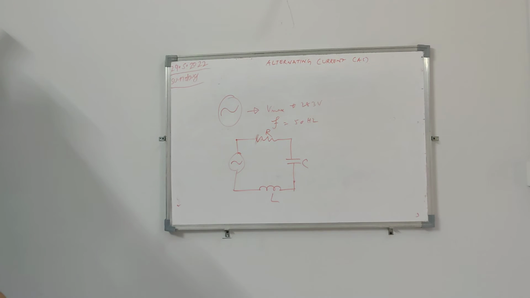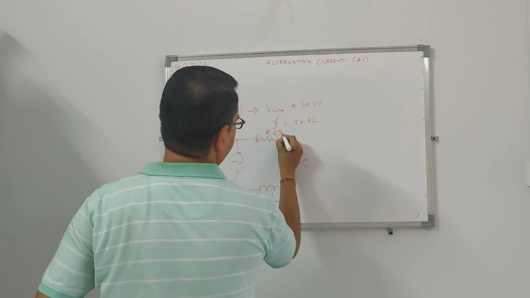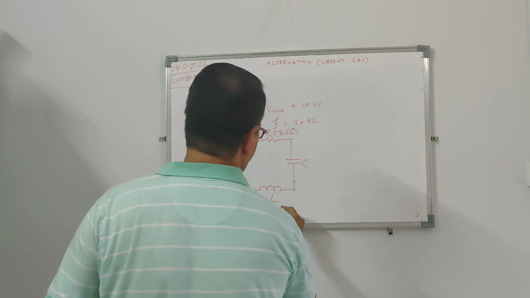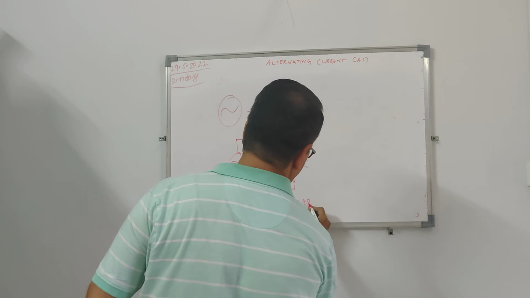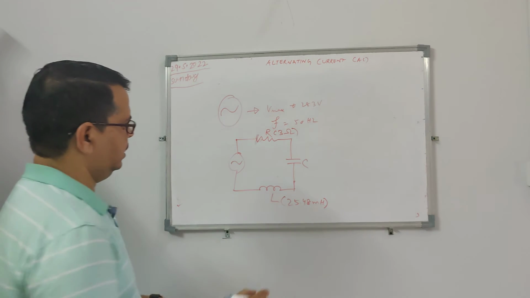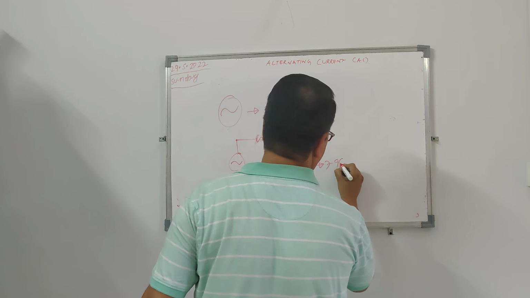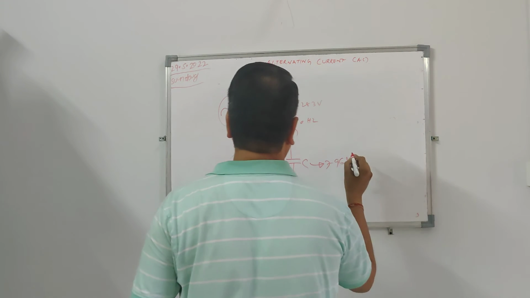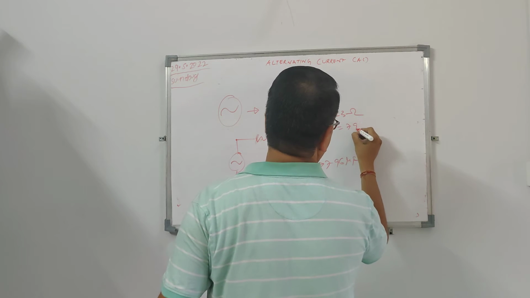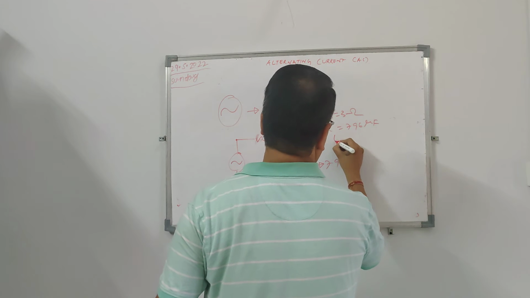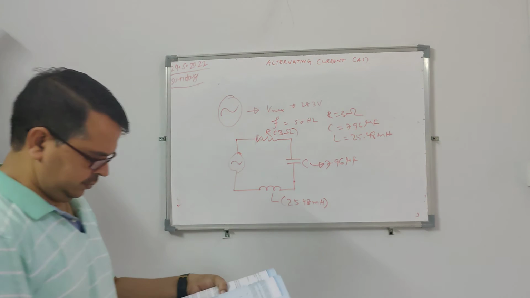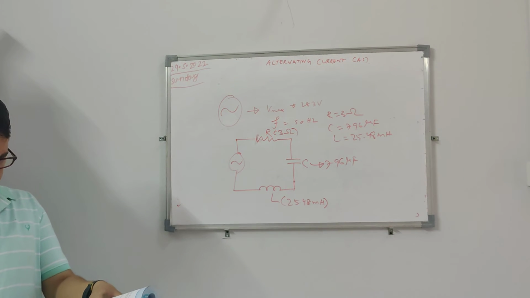In this case R is equal to 3 ohm, L is equal to 25.48 millihenry, and capacitance is equal to 796 microfarad. So R is 3 ohm, C is 796 microfarad, L is 25.48 millihenry. These are the values. Find the impedance of the circuit.